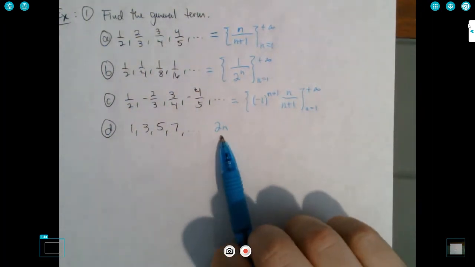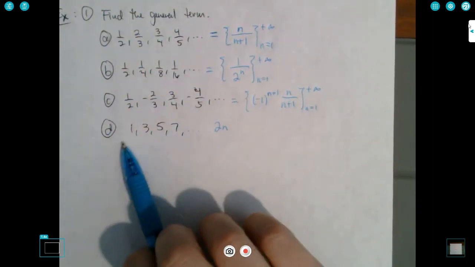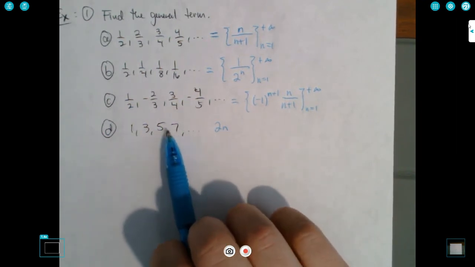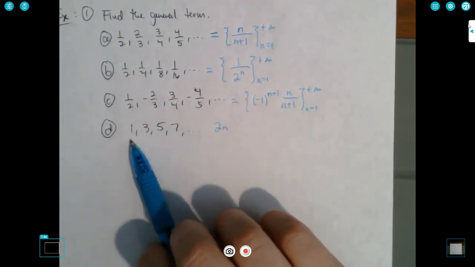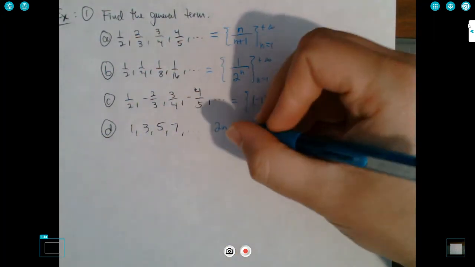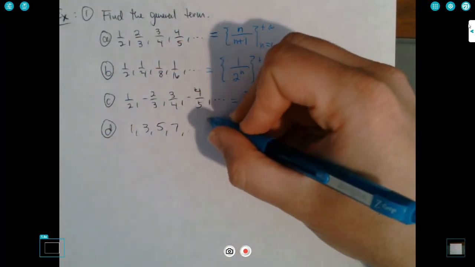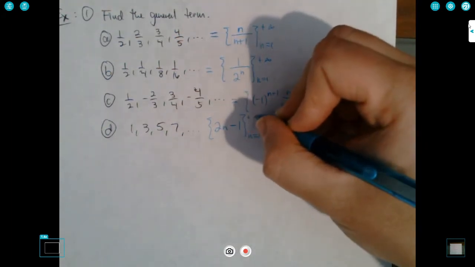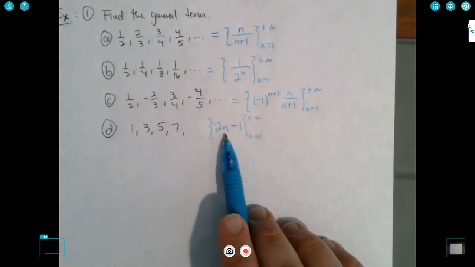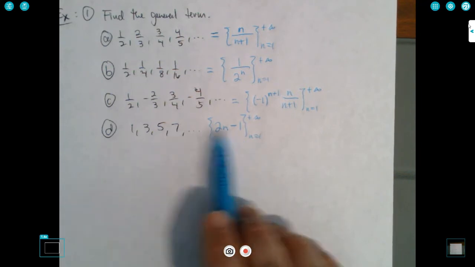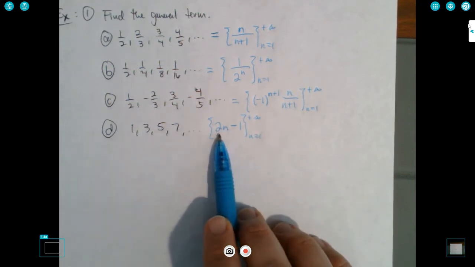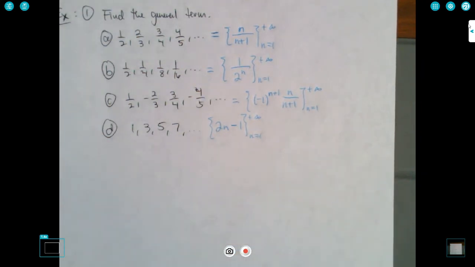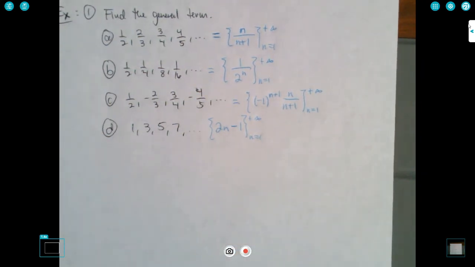But of course, that's not quite right, because if I plug in 1, I'm going to get 2. The 2n would give me 2, 4, 6, 8, but I want 1, 3, 5, 7. So it's always 1 less than that. So really, I should have 2n minus 1. That should be my general formula. And again, if you plug in 1, 2 times 1 is 2, minus 1 is 1. If you plug in 2, 2 times 2 is 4, minus 1 is 3, and so forth. So that's how general terms work.